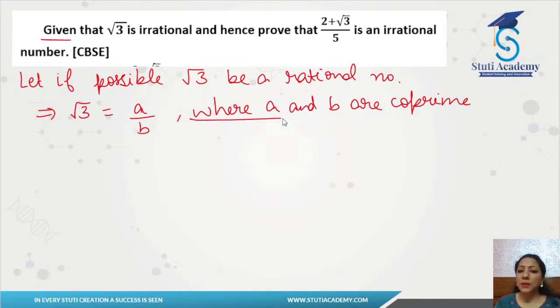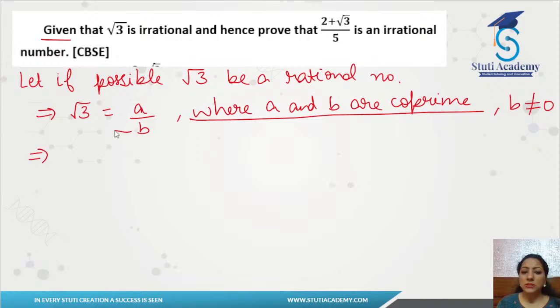So where a and b are co-prime, this is something very, very important to write, because we'll be using this to get a contradiction in the end. Also, b is non-zero, because b is the denominator. Denominator can never be 0. So here we start with: let, if possible, root 3 be a rational number. Then we can write root 3 in the form of a upon b, where a and b are co-prime numbers. If they're co-prime, that means this is in the standard form.